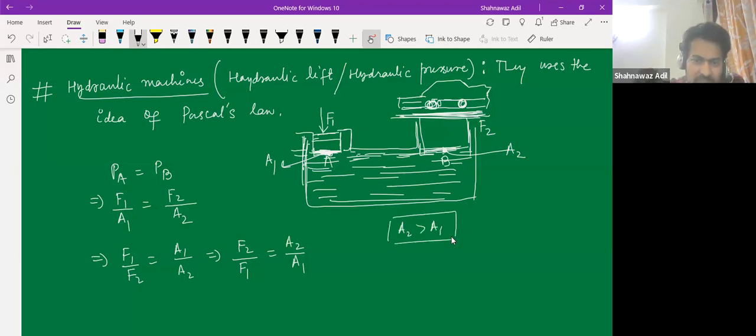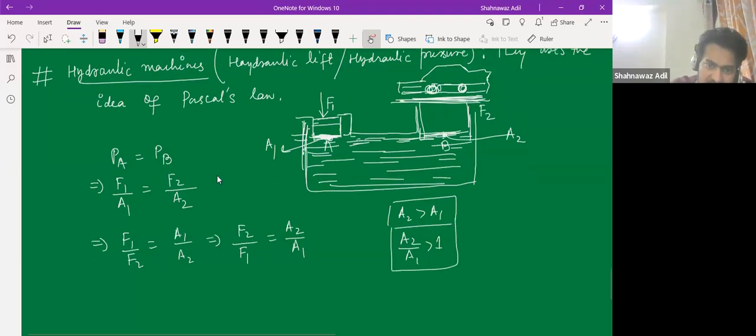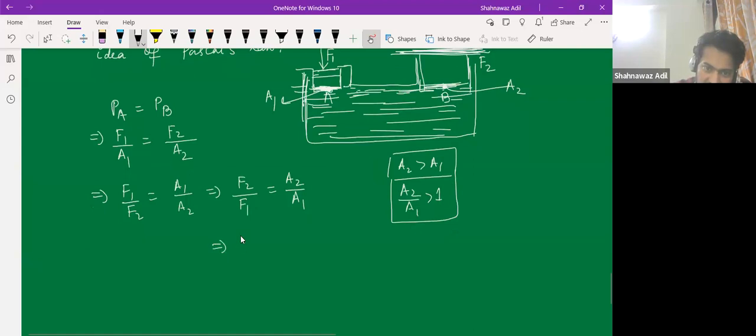Is this thing clear, guys? Clear, sir. So A2 is greater than A1, so if I take this to the left hand side, A2 by A1 would be greater than 1, right? Which means that F2 by F1 is greater than 1. So F2 would be greater than F1.